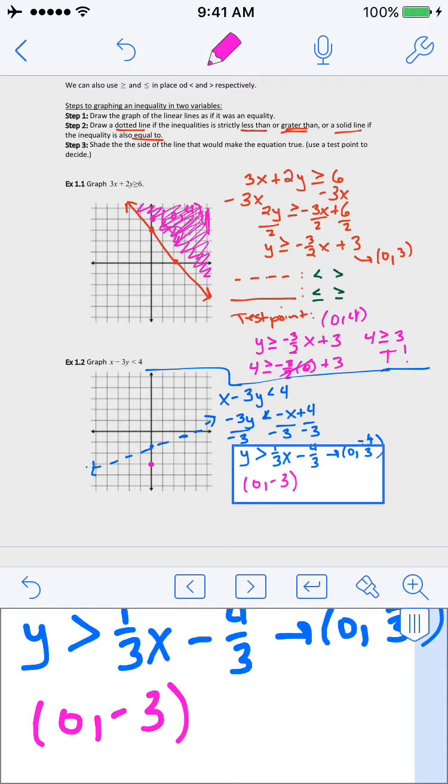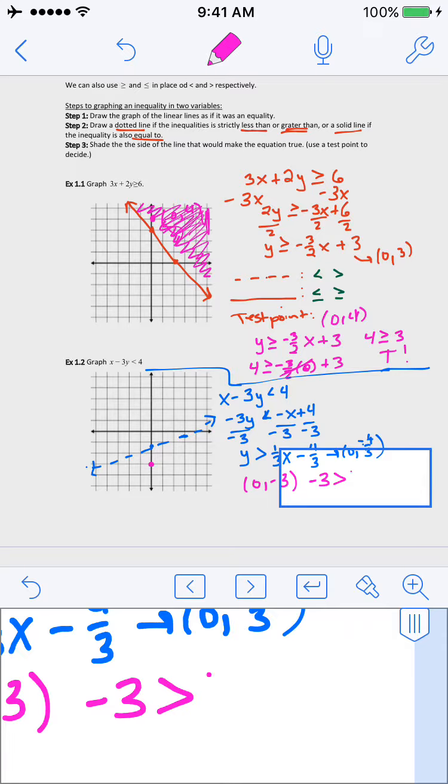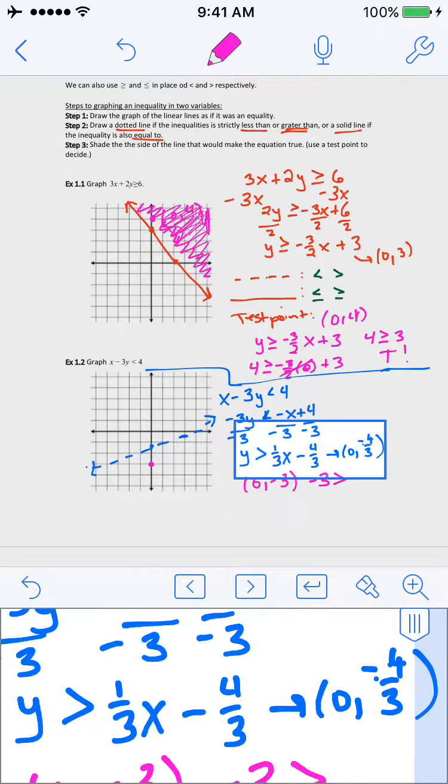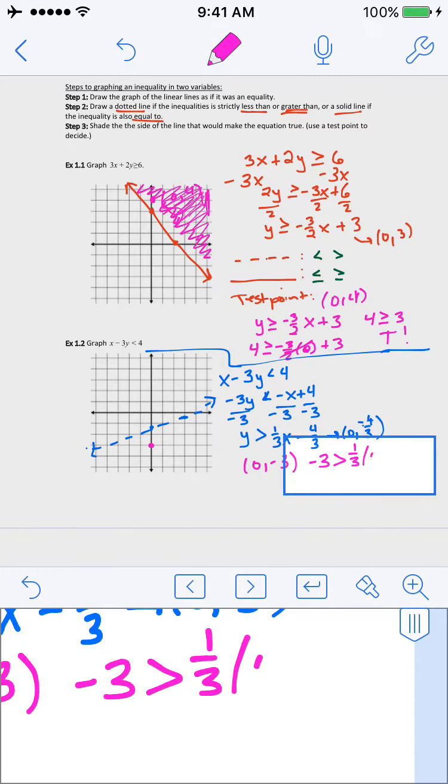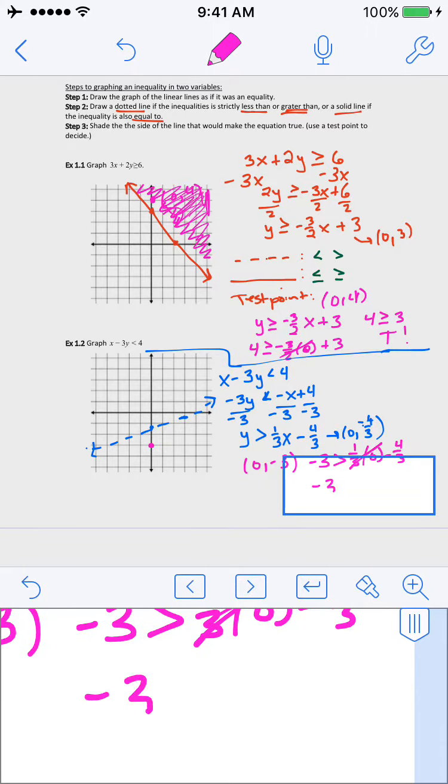So if I plug this in, I have negative 3 is greater than negative 4/3 times 0. I'm sorry, not 4/3. It would be positive 1/3, right? So it'd be 1/3 times 0 minus 4/3. That cancels out because it's times 0, so I get the statement negative 3 is greater than negative 4/3.